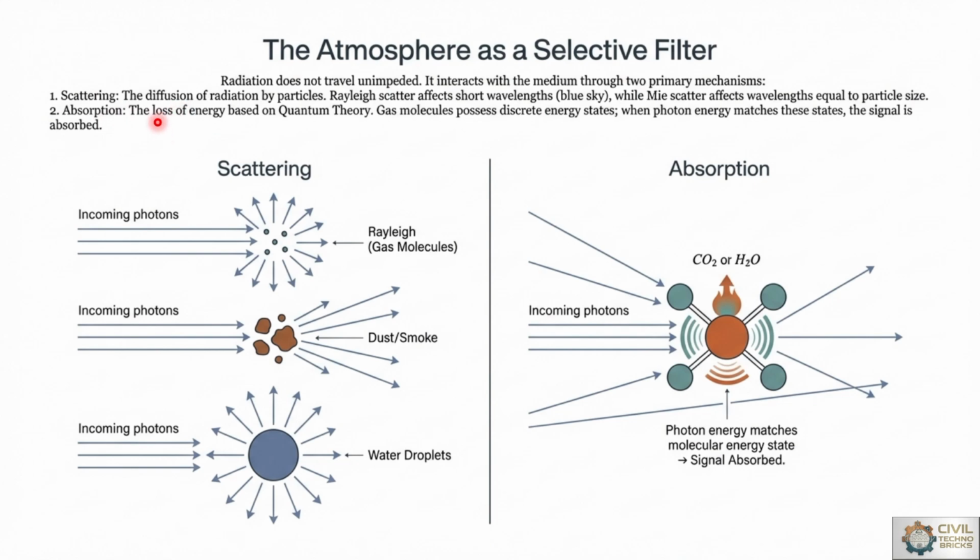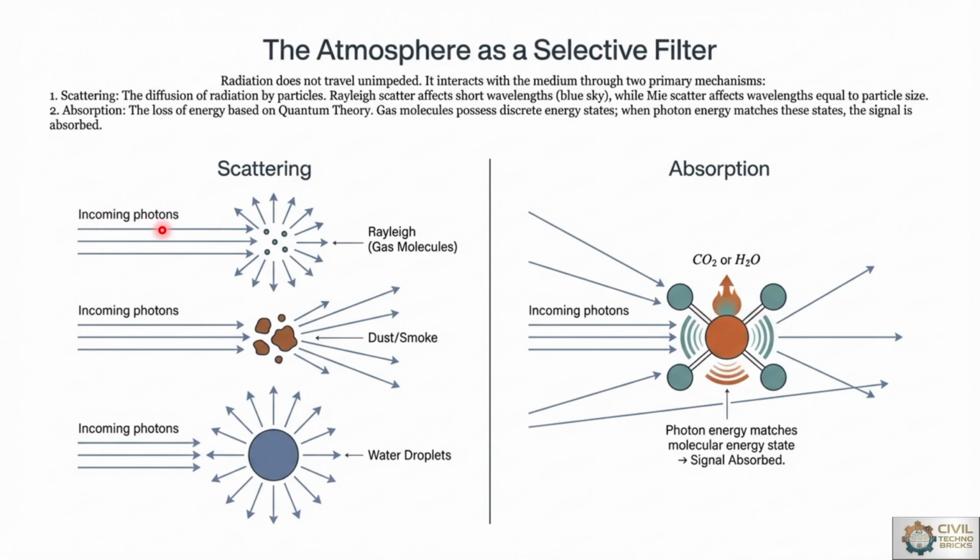Here, scattering is nothing but the diffusion of radiation by particles, where Rayleigh scattering affects short wavelengths, that is the blue sky, while Mie scattering affects wavelengths equal to the particle size. Likewise, the next one is absorption. This is the phenomenon of loss of energy based on quantum theory, where gas molecules possess discrete energy states. When photon energy matches these states, the signal is absorbed.